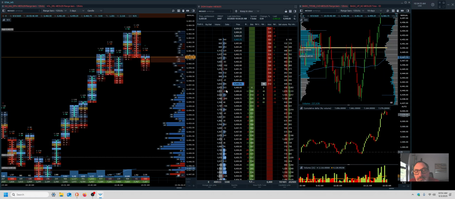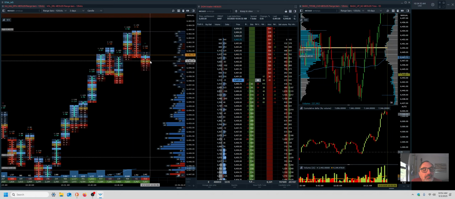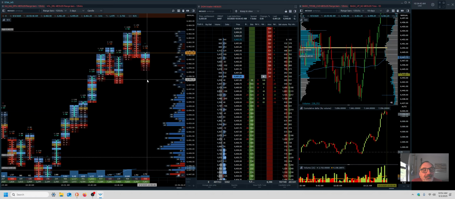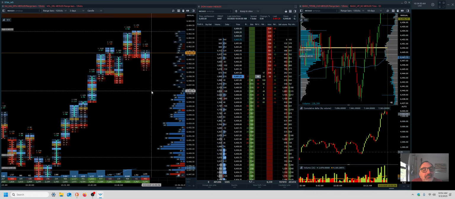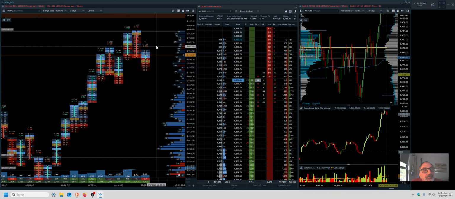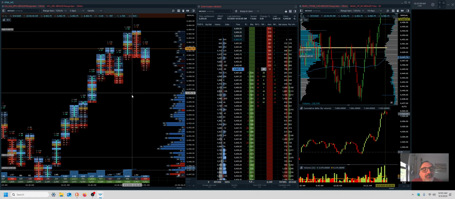Here's a delta. So we have a divergence in delta here. A negative delta. The buyers are starting to come up on it. Sell imbalance, sell imbalance, sell imbalance. Buyers just took that.